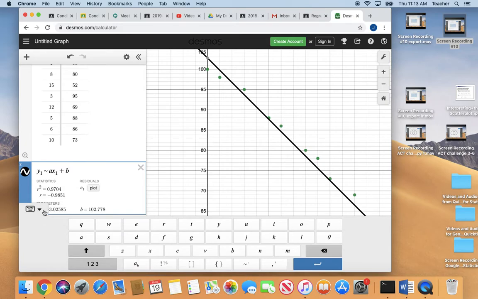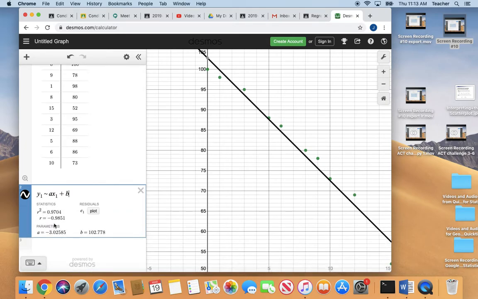If I look at this one, it says the R is -0.985, A is -3.025, and B is 102.778. The R value being negative just means this is a negative correlation, which means as one increases, the other is decreasing. So the more hours you spend watching TV, in general, the lower your test score. I'm going to need to keep that in mind, and it also said for number 10 to try linear, quadratic, cubic, and exponential.